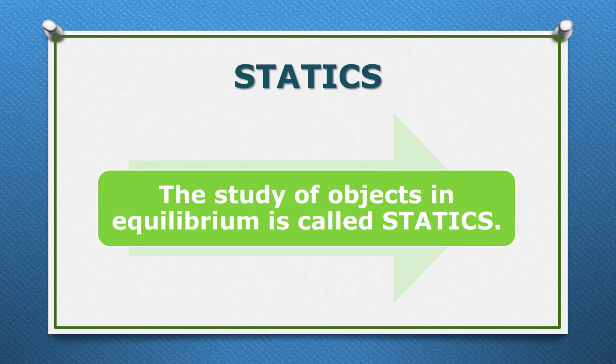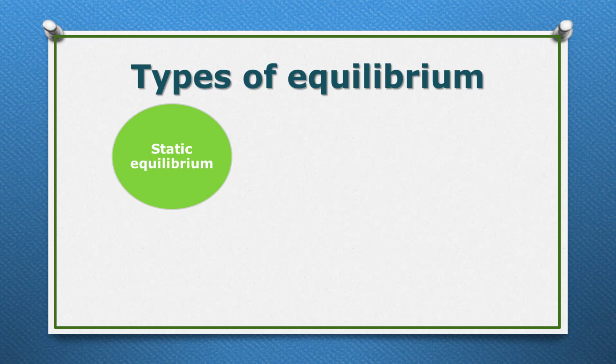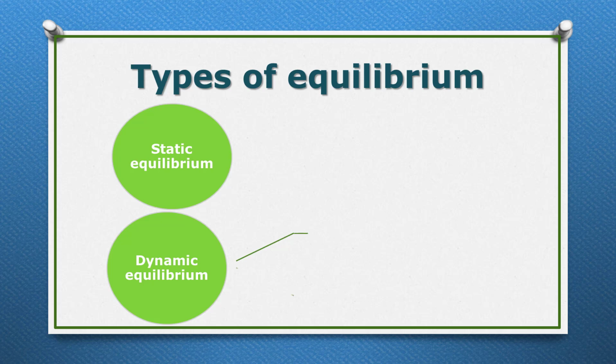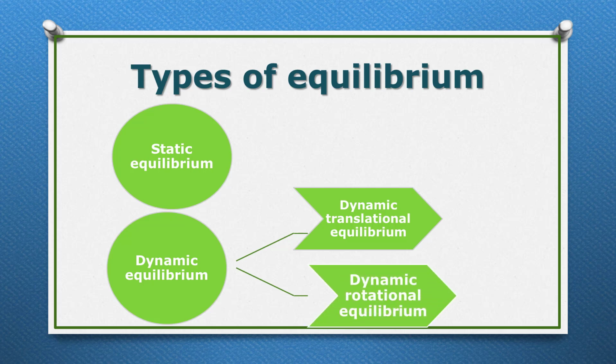And the study of objects in equilibrium is called statics. Those objects which are in equilibrium are studied under the branch of statics. Okay, we have two types of equilibrium. First one is static equilibrium and second one is dynamic equilibrium. Dynamic equilibrium can be subdivided into two further types. First one is dynamic translational equilibrium and second one is dynamic rotational equilibrium.